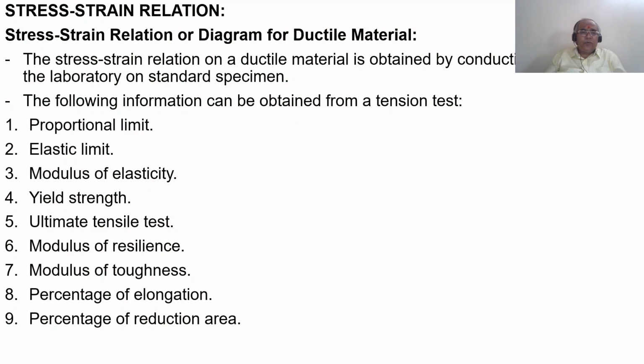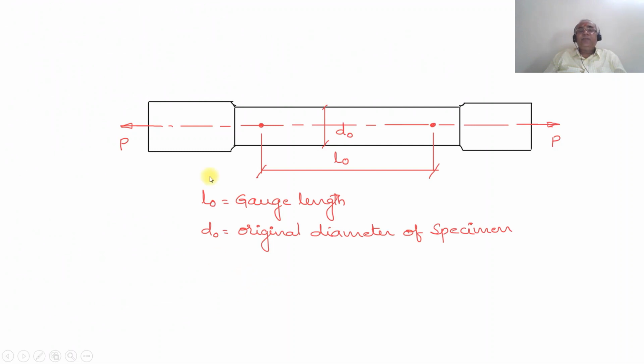One is the proportional limit. Second is the elastic limit. Third is the modulus of elasticity. Fourth is the yield strength. Fifth is the ultimate tensile strength. Sixth is the modulus of resilience. Seventh is the modulus of toughness. Eighth is the percentage of elongation. And ninth is the percentage of reduction in area.